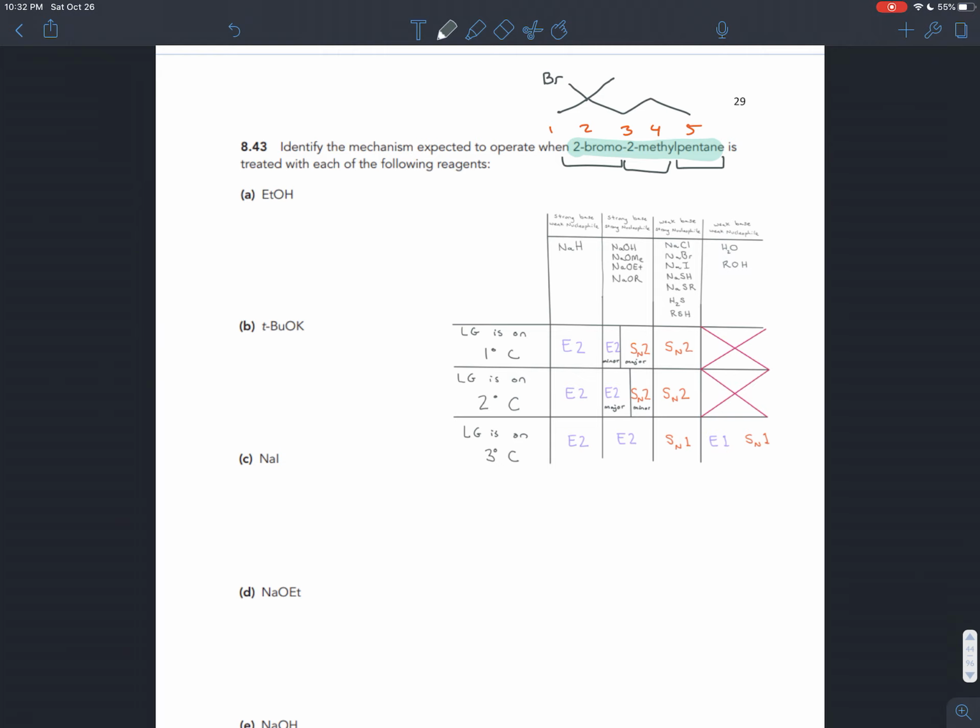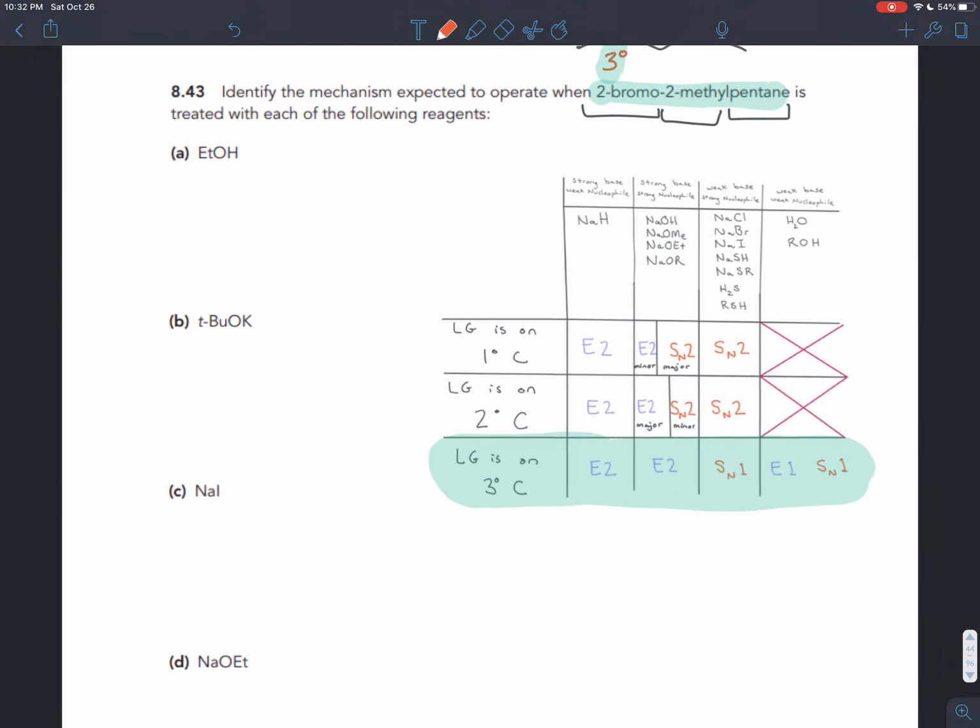So that is 2-bromo-2-methylpentane. And what you'll notice is the leaving group is on a tertiary carbon. That carbon that the leaving group is bonded to is bonded to 3 other carbons. So it's tertiary. Well, that means, in this table that we built up in a previous video, we'll be dealing with this third row in this exercise. And we'll see what mechanism we get when we combine that substrate with different nucleophiles and bases.